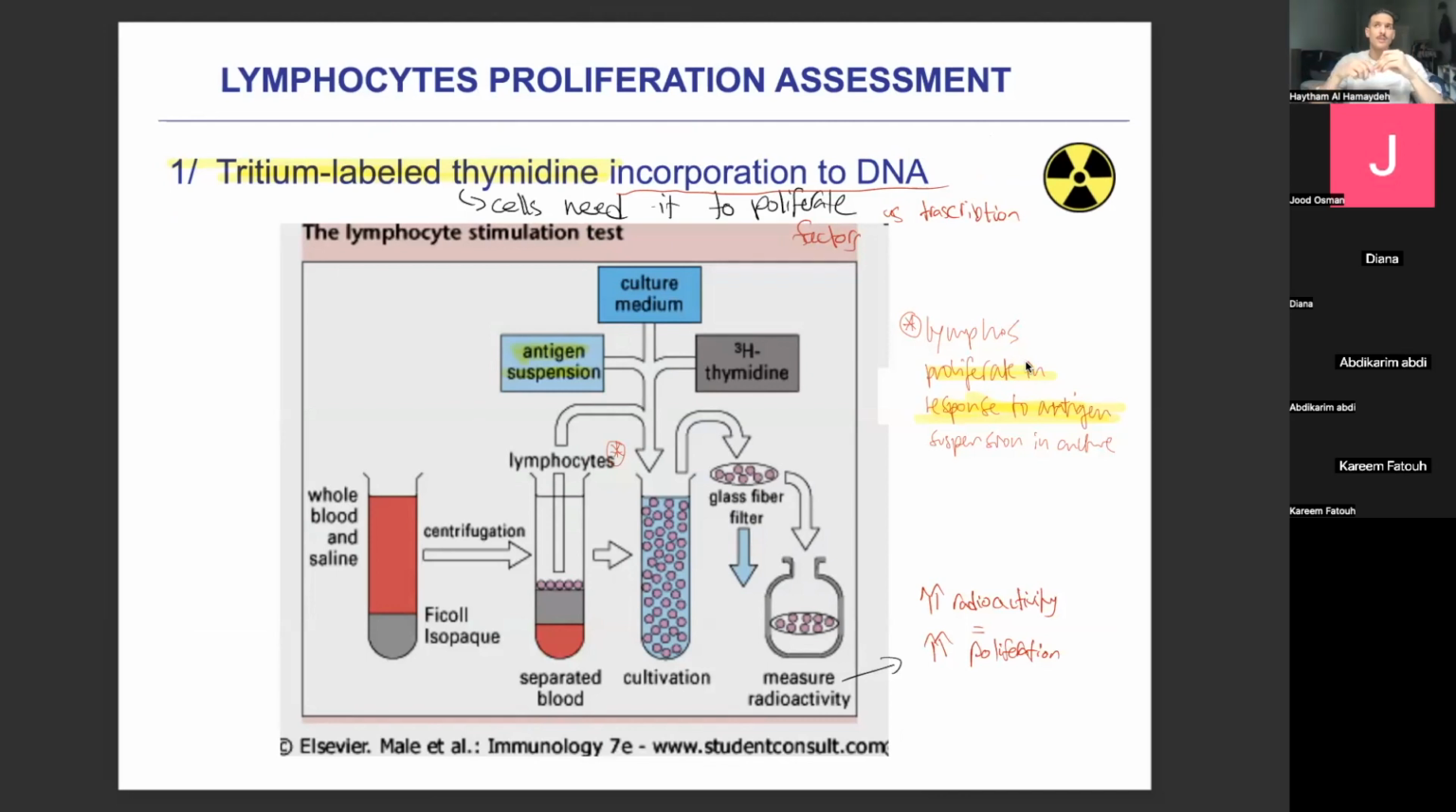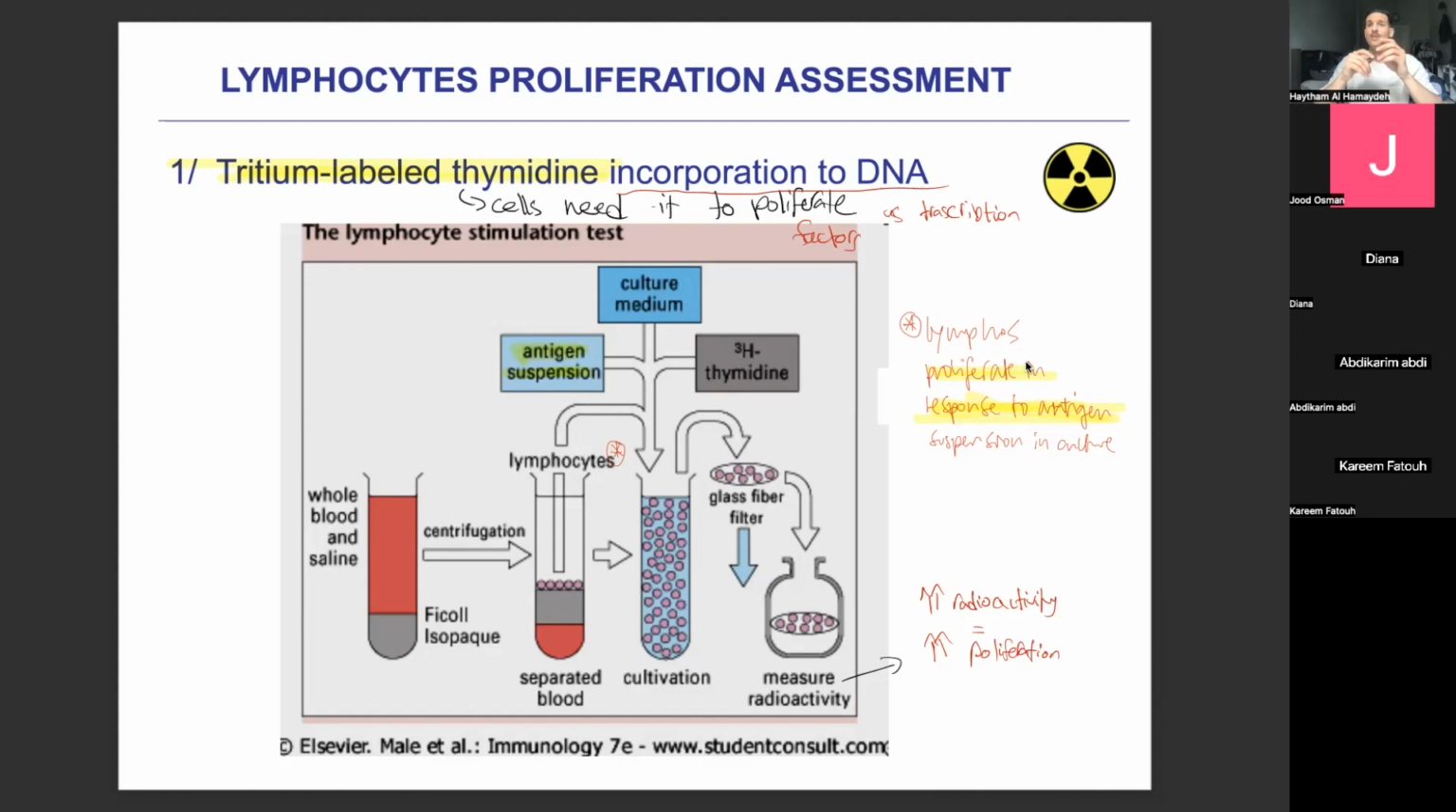It just means increase in number to create an army. And so if we create an army, we need to know if this one cell is actually going to create an army, right? So what we use, again, we go back to radiation. In this case, we use tritium labeled thymidine. What is thymidine? It's basically the T.